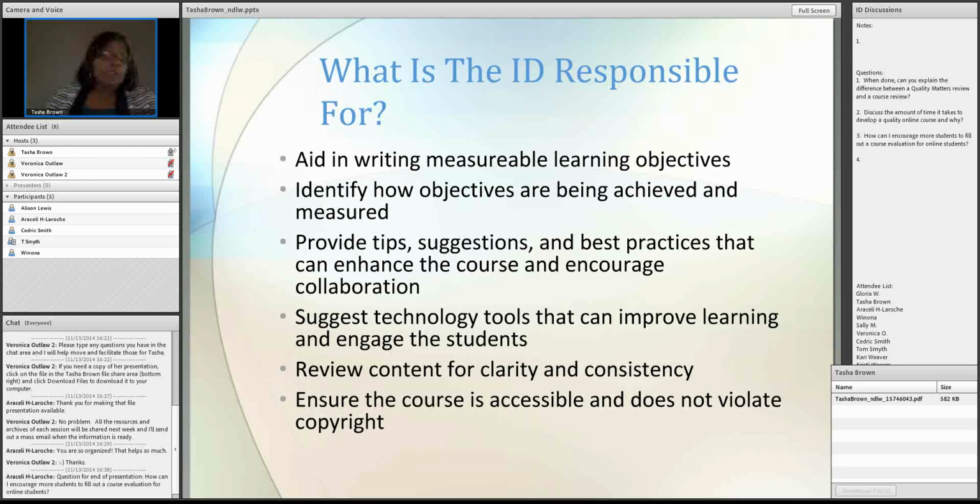The instructional designer will also review the content for clarity and consistency. Now, this is one of the most important things when it comes to online learning. One of the common problems I see with clarity and consistency is that the instruction may make sense to you. That's because you're so close to the material. You know what you're trying to say.